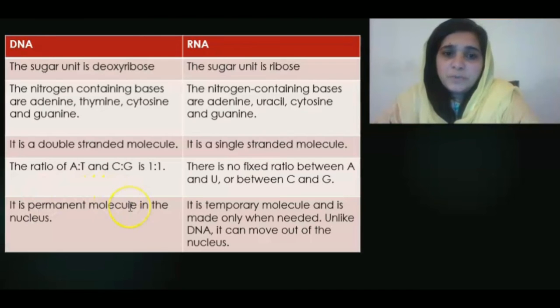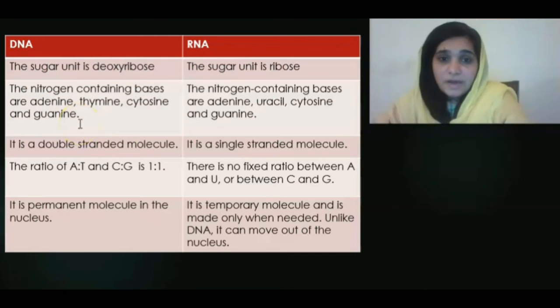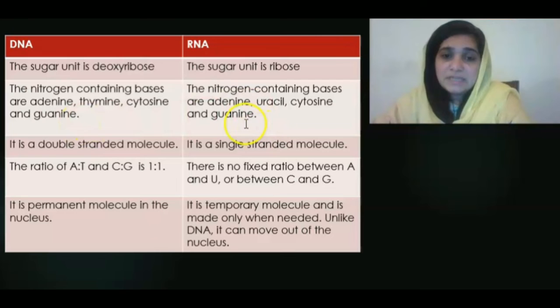Now, what is the difference between DNA and RNA? I have discussed DNA in detail in my previous lesson, so you should go and watch the first lesson. In DNA, the sugar unit is deoxyribose, while in RNA, the sugar unit is ribose. The nitrogen containing bases in DNA are adenine, thymine, cytosine and guanine, while in RNA, the nitrogen containing bases are adenine, uracil, cytosine and guanine.